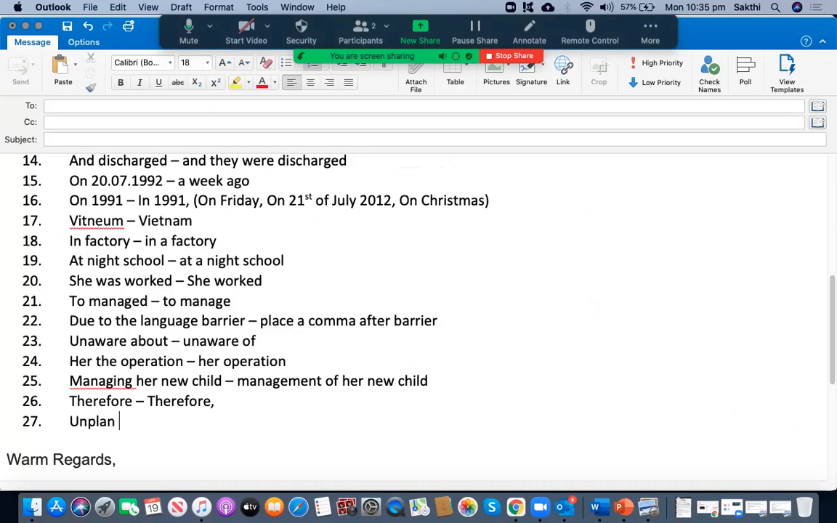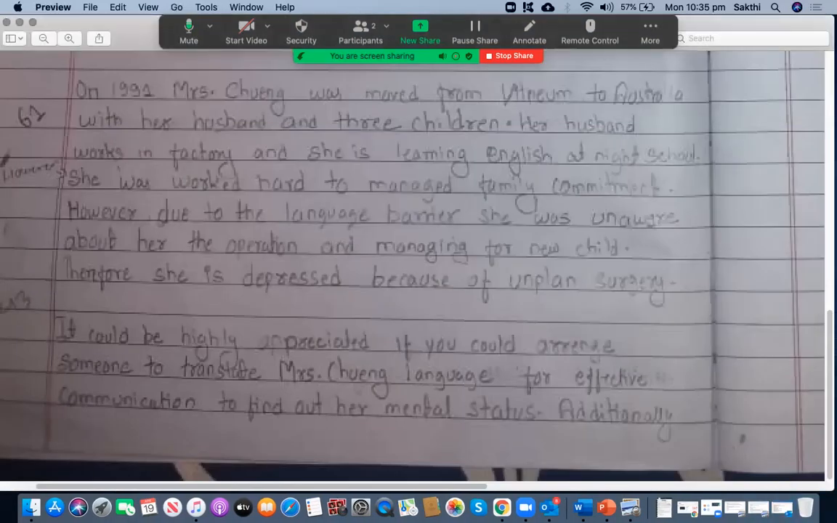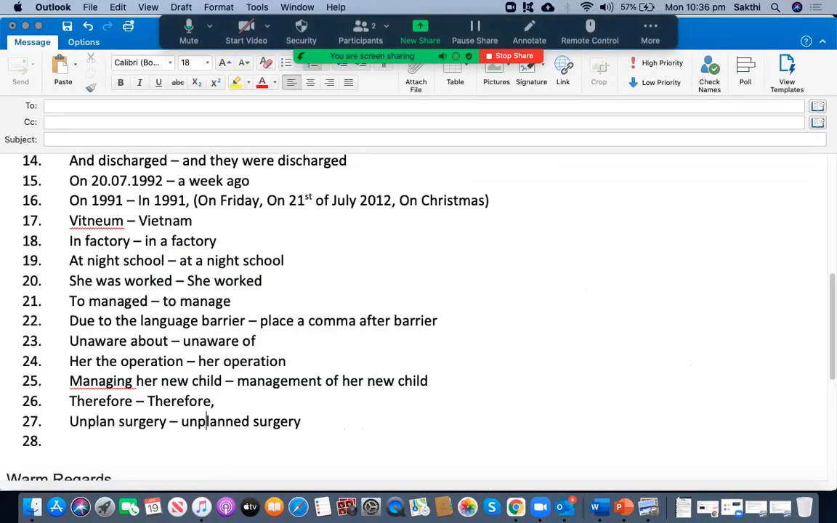Unplanned, she's alone. Okay, all right. Unplanned surgery, that's wrong. Look at this. And the way you write U seems to be a capital letter, which is wrong. You have to put one line underneath here as well. So this is wrong. It could be highly appreciated. No, that's wrong.